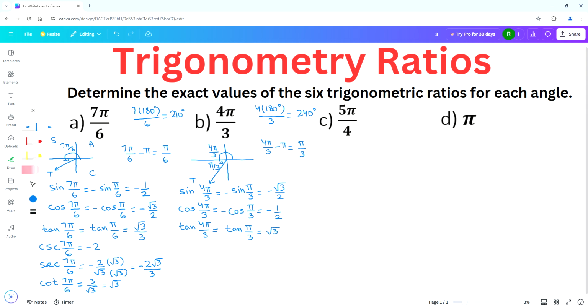Next, we can find the values of the reciprocal ratios. Cosecant is the reciprocal ratio for sine. This answer can be rationalized as negative 2 square root of 3 over 3.